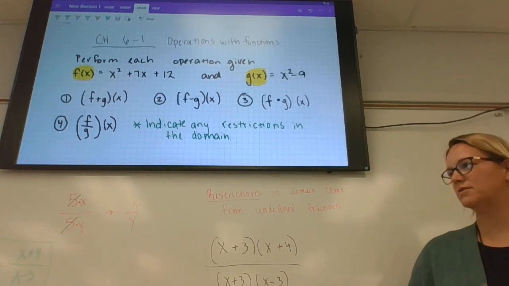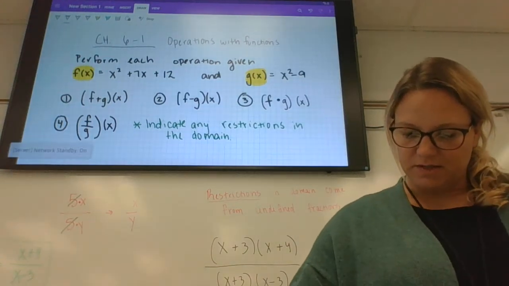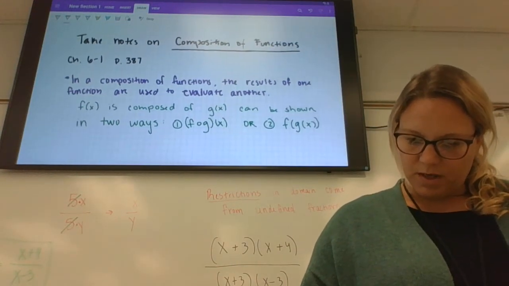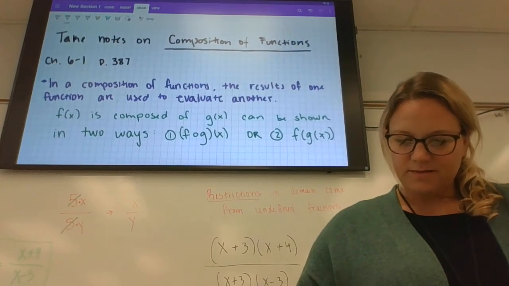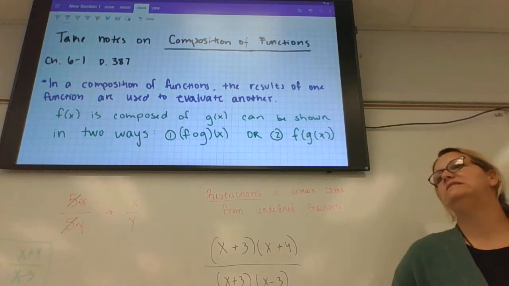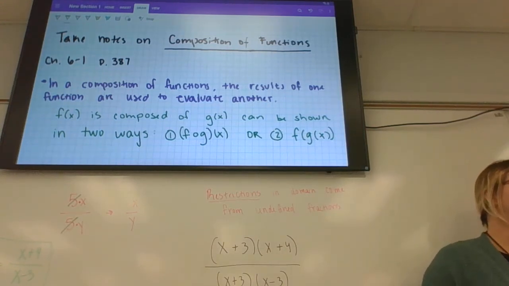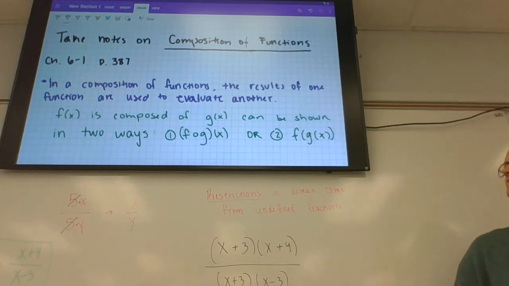Okay, so you guys have added, subtracted, multiplied, and divided before. This is something you've never done. A composition of functions. If you want to read about it, it's on page 387 of your book. So, in a composition of functions, the result of one function is put into the other function. It's like f is made up of g. So I'm going to calculate this g function, and whatever I get out, I'm going to plug that into f. That's to be composed of.